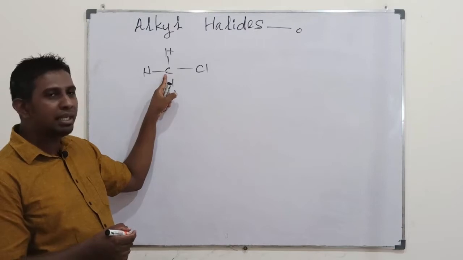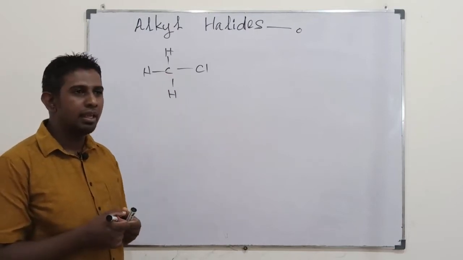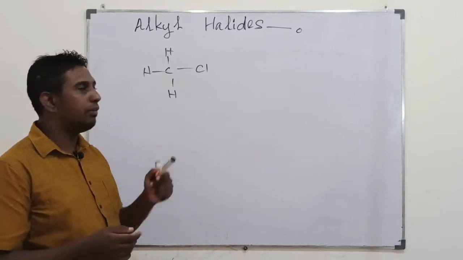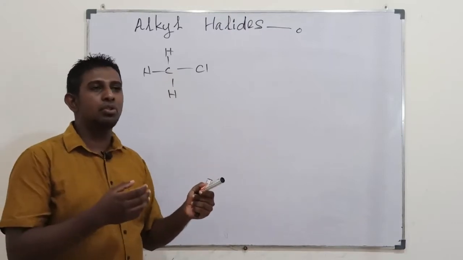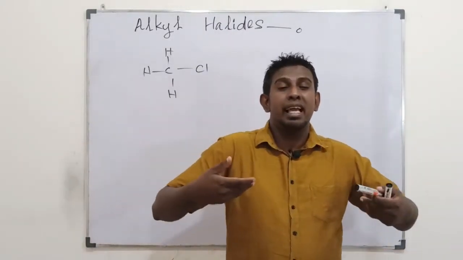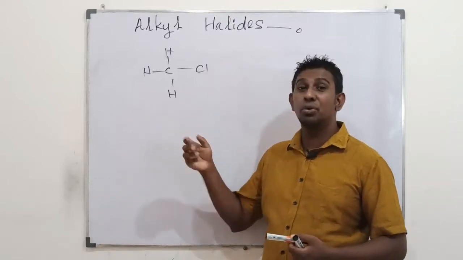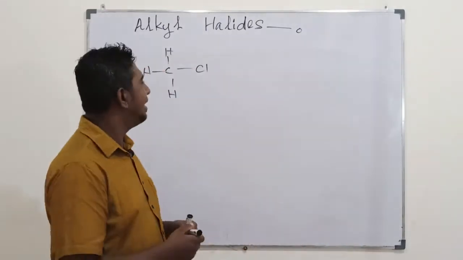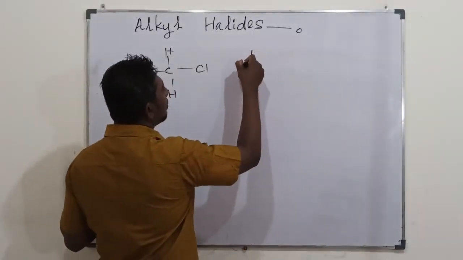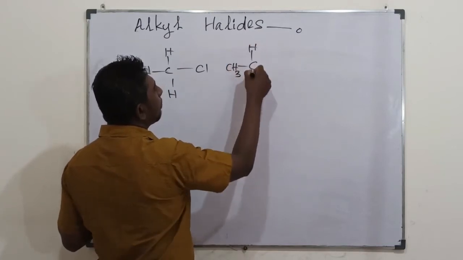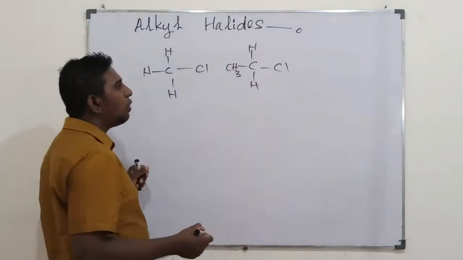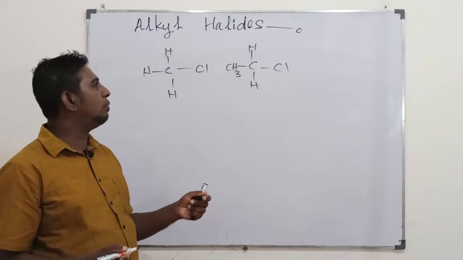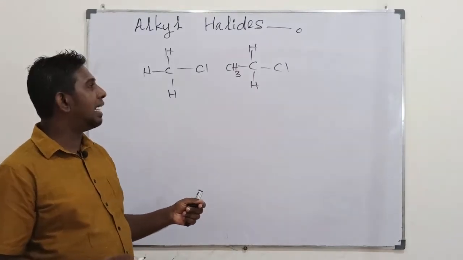If this carbon is carrying further alkyl groups, as two alkyl groups, then we call it a secondary alkyl halide. If it is carrying three alkyl groups, we call it a tertiary alkyl halide. This does not belong to secondary or tertiary, so it is a primary alkyl halide. Then when we have a methyl group there, this also is not carrying more than one alkyl group. Therefore, that also belongs to the primary type, a primary alkyl halide.